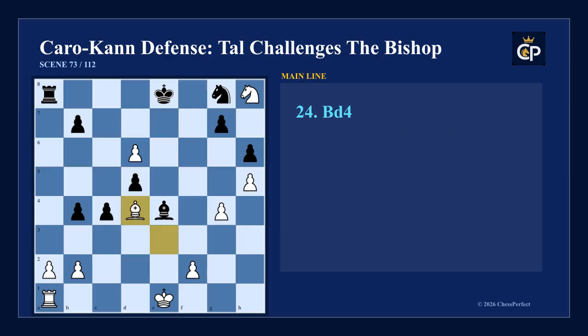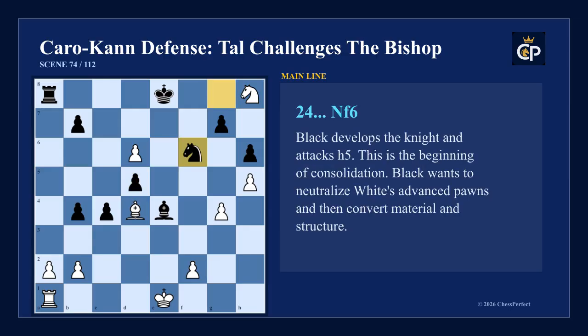Bishop d4. Knight f6. Black develops the knight and attacks h5. This is the beginning of consolidation. Black wants to neutralize white's advanced pawns and then convert material and structure.